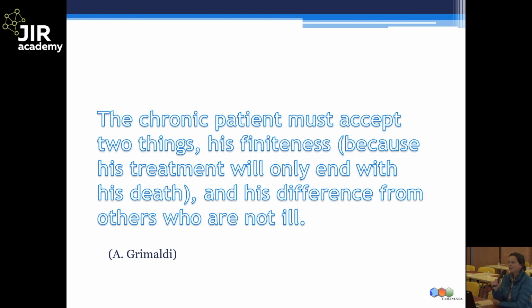So I like very much this phrase. It's from one of my professors of diabetology in France I had when I was a student. He said, the chronic patient must accept two things: his finiteness, because his treatment will only end with his death, and his difference from others who are not ill. If you look at this sentence, you understand why it's so difficult with adolescent patients, because they are sure that they will never die and they want to be exactly like their peers. So that's the problem with our adolescent patients to go for adherence in treatment. If we are able to make them accept this, probably they will be adherent to treatment.